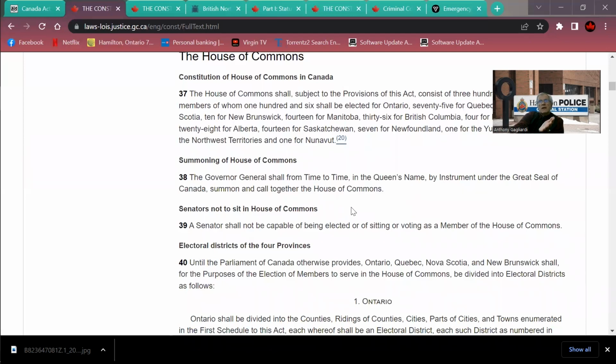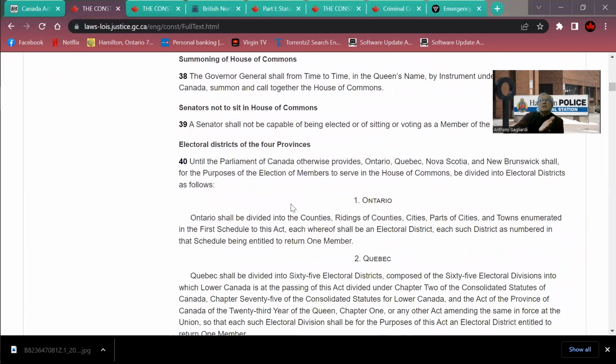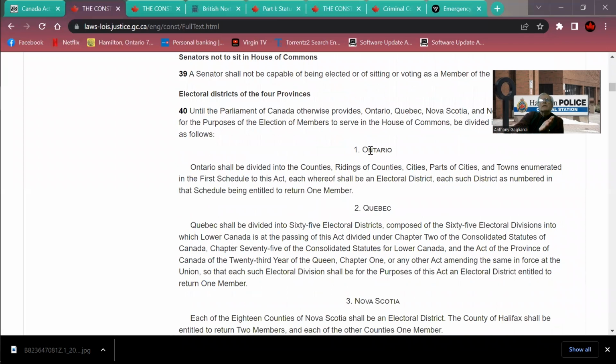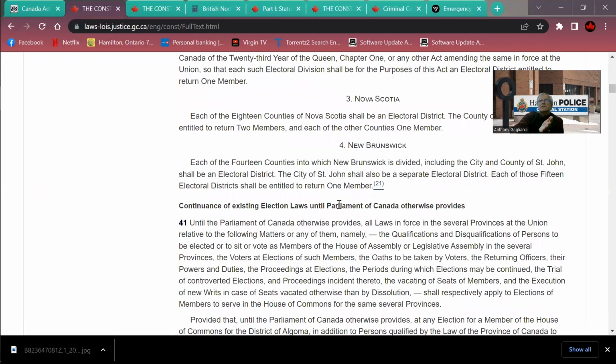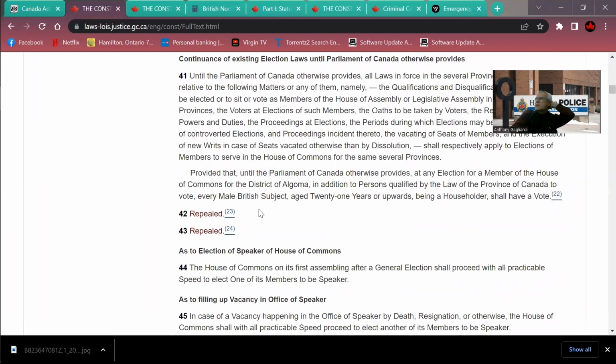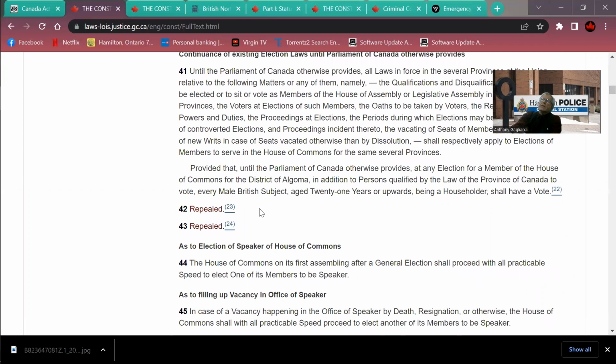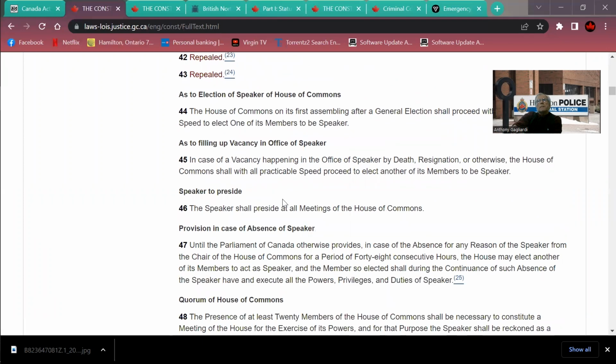Senators not to sit in the House of Commons, electoral districts, section 40, we have electoral district defined as Ontario, Quebec, Nova Scotia, New Brunswick, etc. And so what you're seeing here is an engineering drawing of a political map of how the Queen has designed Canada, or the Royals have designed Canada, Ontario, Quebec, etc.